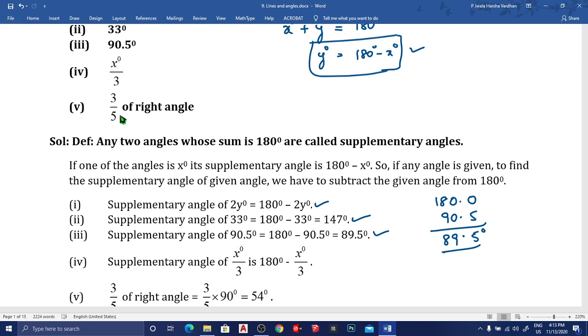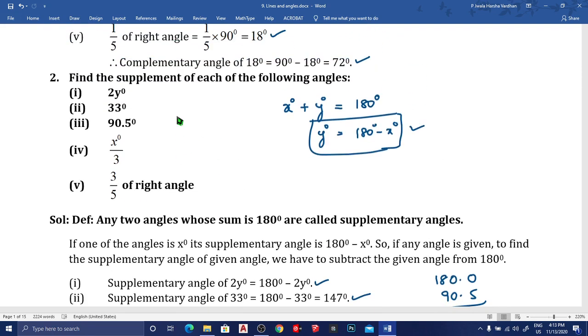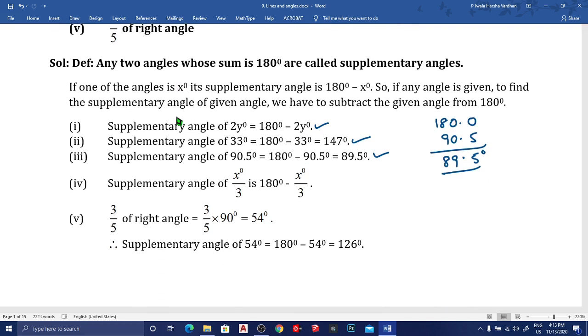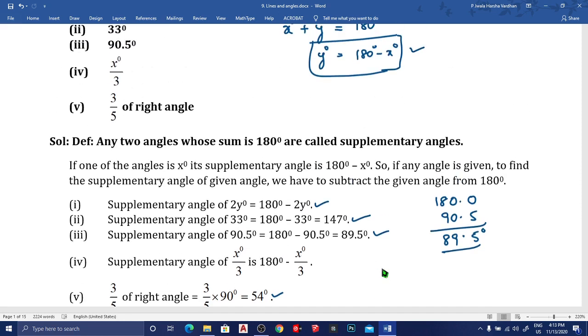Next, 3/5 of a right angle. Right angle means, as you know from the previous problem, 90 degrees. So in place of the right angle, take 3/5 of 90. 18 threes are 54 degrees here. So for 54 degrees, you have to find the supplementary angle. Here x is 54, therefore 180 minus x is 180 minus 54, which is 126. So the supplementary angle of 54 degrees is 126 degrees. Like this, you have to do this type of problem.